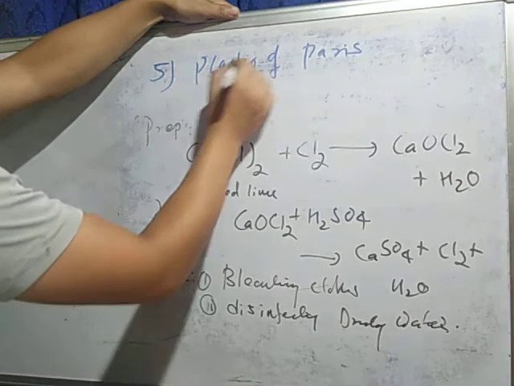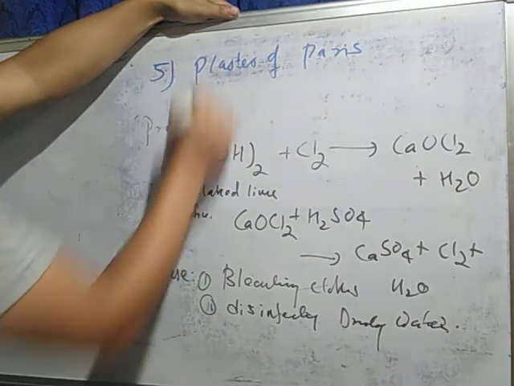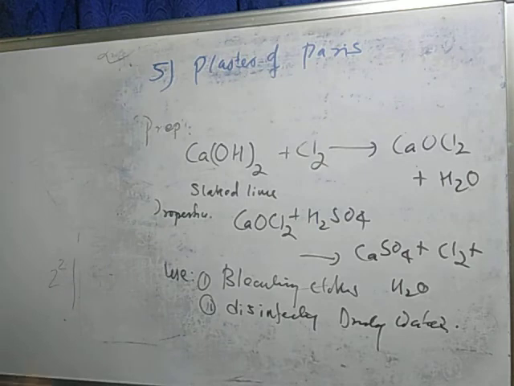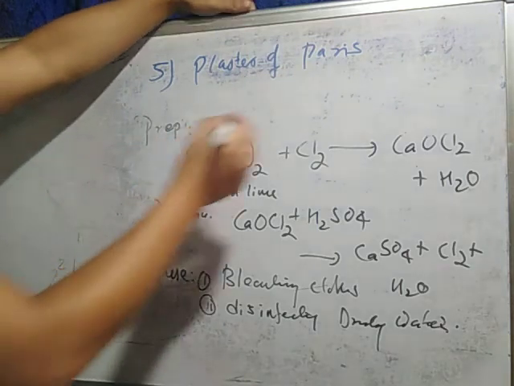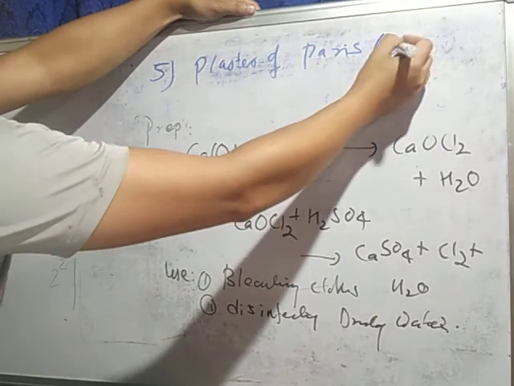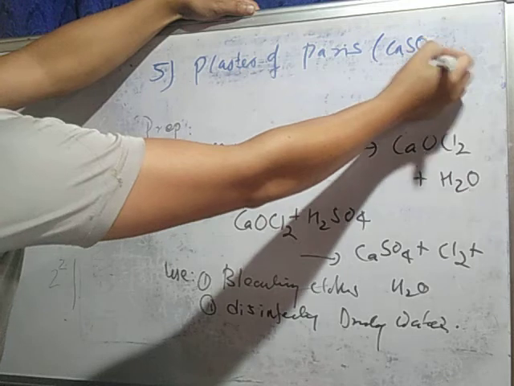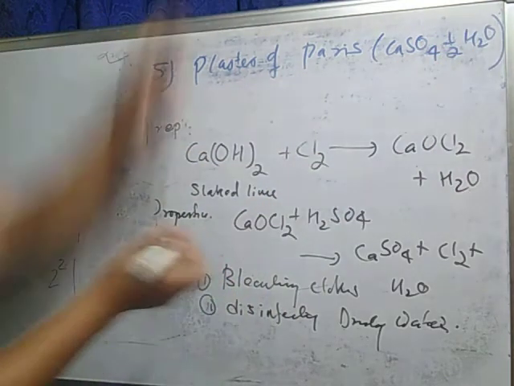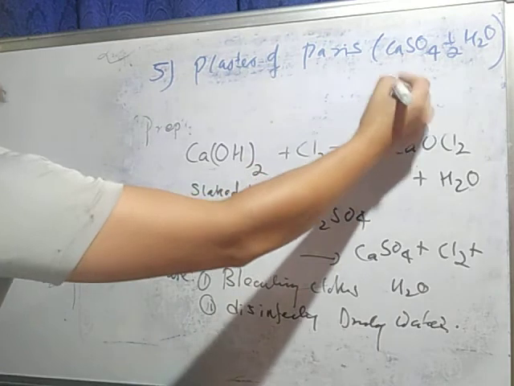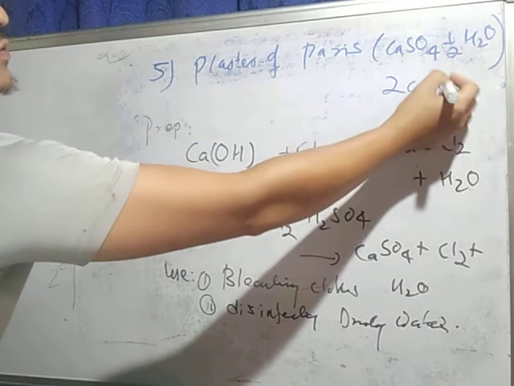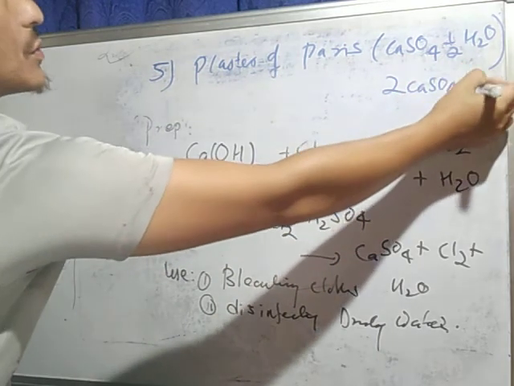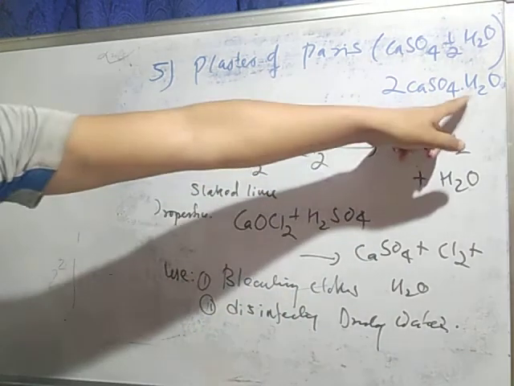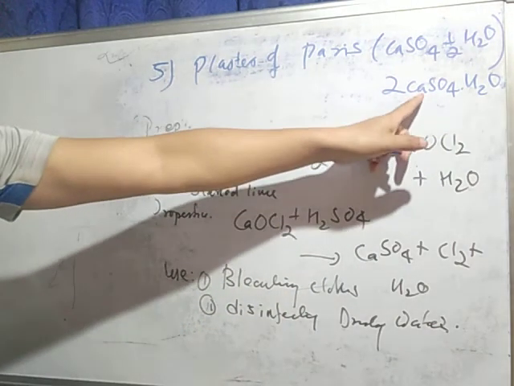Already we know why we call this one so, because this is originally made from Paris. First, what is this? Calcium sulfate hemihydrate. This can also be written as 2CaSO4.H2O. Clear? So half a molecule of water is used by one molecule of this.